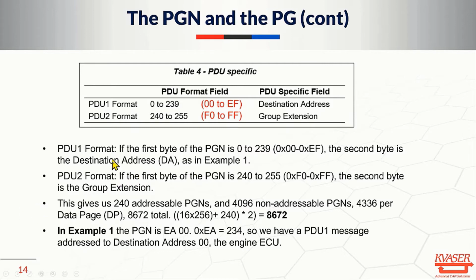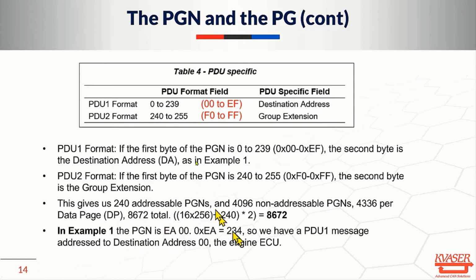What this gives us is an ability to have addressable parameter group numbers, addressable PGNs, and it gives us 240 addressable PGNs, and it gives us 4,096 non-addressable PGNs. And the way that's calculated, we get 4,336 total PGNs. There are 2 pages of PGNs. I'll get into that in a bit. That's one of those control bits I kind of skipped over. So we have a total of 8,672 parameter group numbers to use in J1939. 8,672 possible PGNs.